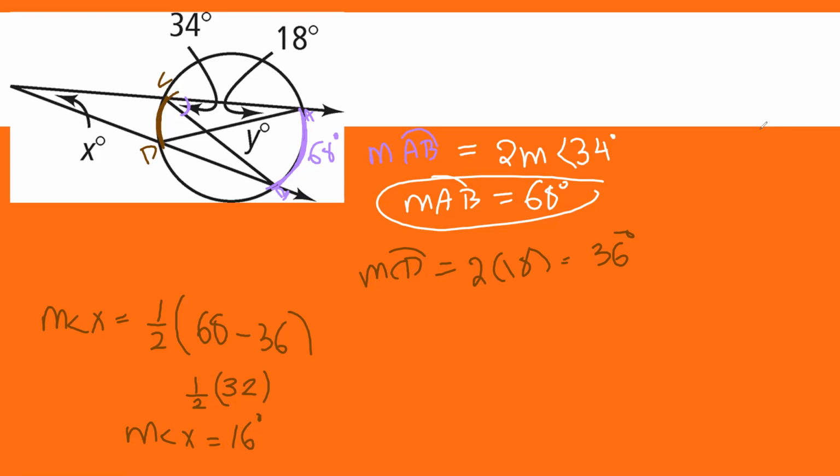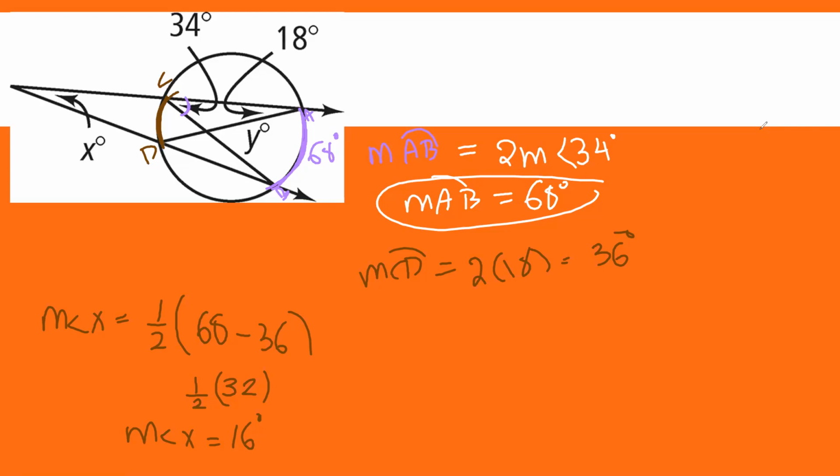I forgot my answer for this one. Wait, I will just do it quickly on my calculator. 68 plus 36. I want to see if I get the same answer or not. 52. Yes, this is true. But I will solve it another way.